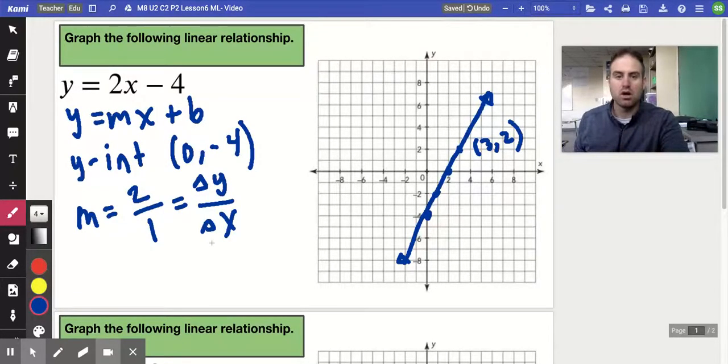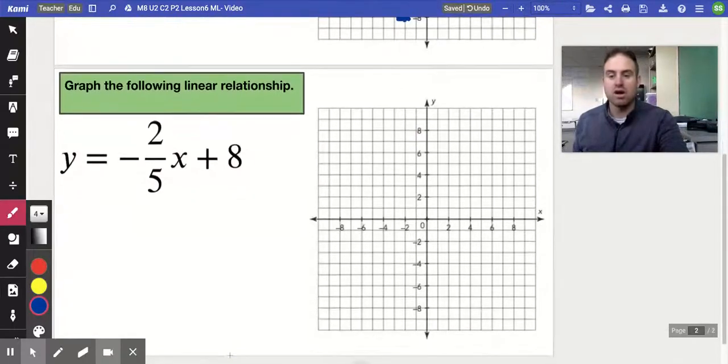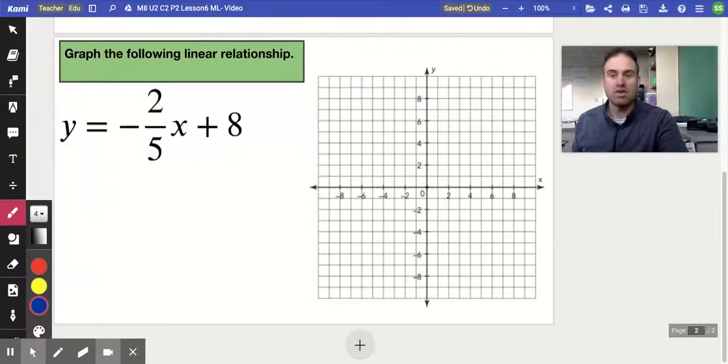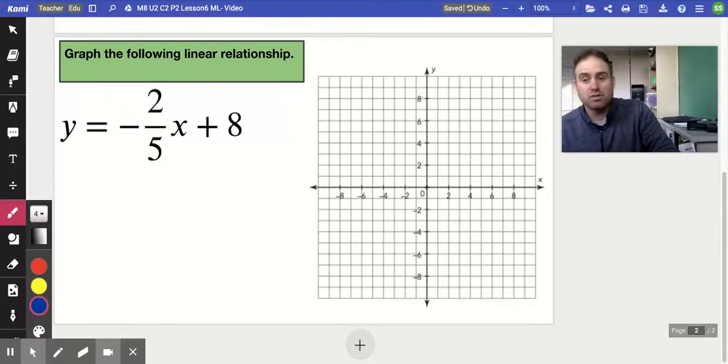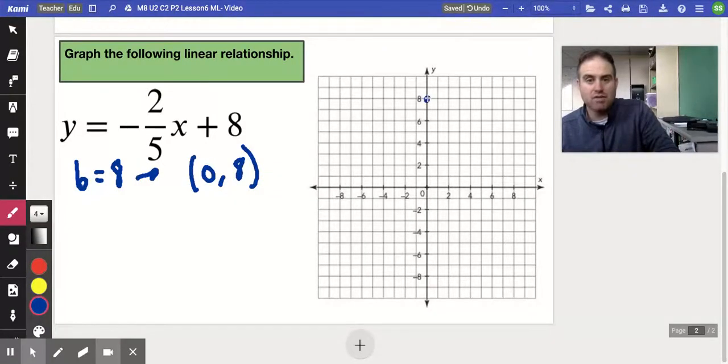All right, next, on to a different one here. Again, same idea. We've got a y equals mx plus b. So our b value is equal to 8. Okay, b is equal to 8, which means that the point (0, 8) is an ordered pair on my graph. So I'm going to start up here at 8. Now my slope in this case is -2/5.